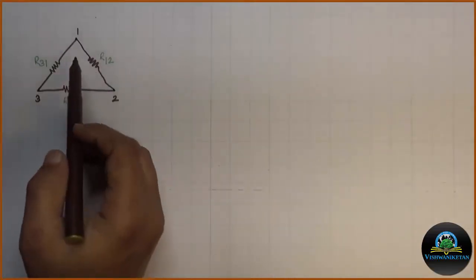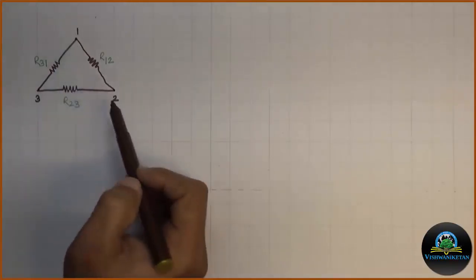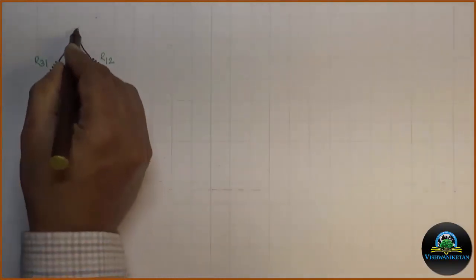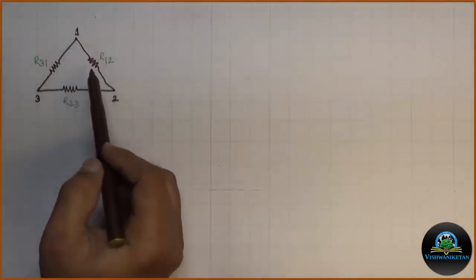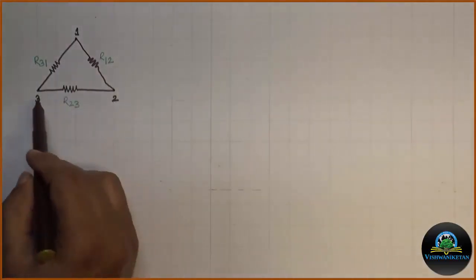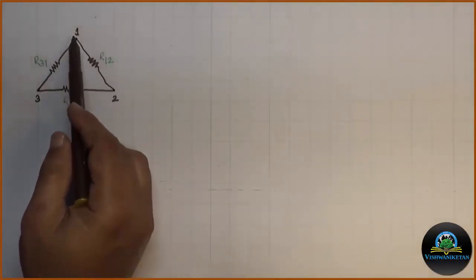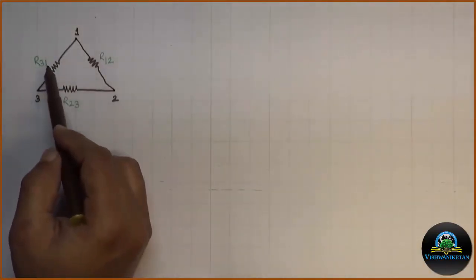This is my delta connection. Let us number these nodes 1, 2 and 3. The resistor connected between 1 and 2 is R12. Resistor connected between 2 and 3 is R23. And resistor connected between 1 and 3 is R31.